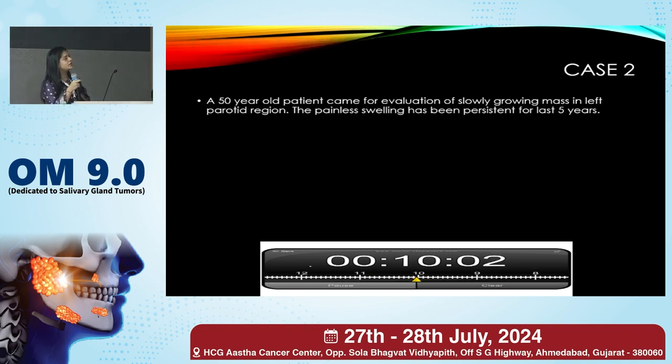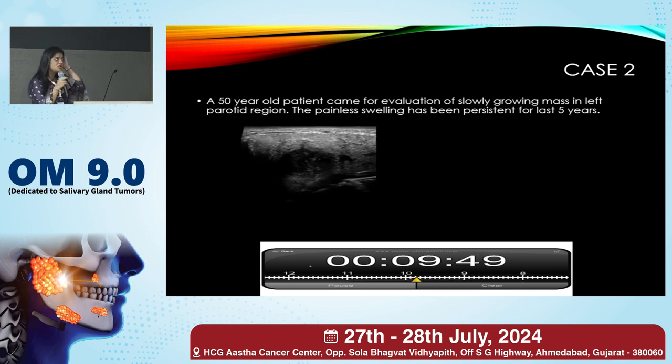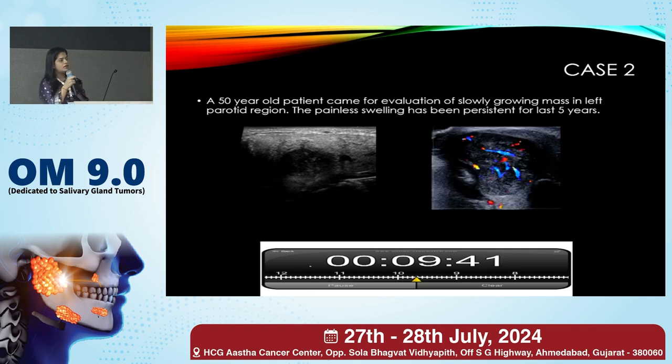Now coming to another case, a 50-year-old patient comes for evaluation of a slow-growing mass in the parotid region, and this mass has been persistent for the last 5 years. On sono, we see a well-defined hypoechoic lesion which has certain cystic areas within. Color Doppler showed marked vascularity. But the important thing is that the margins are pretty regular.